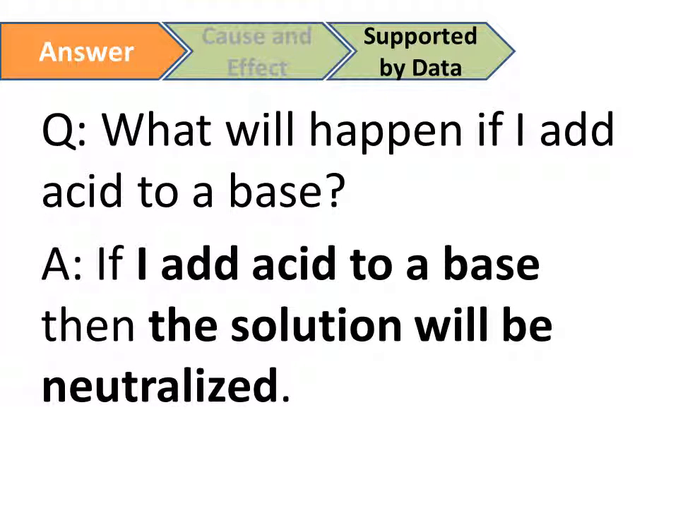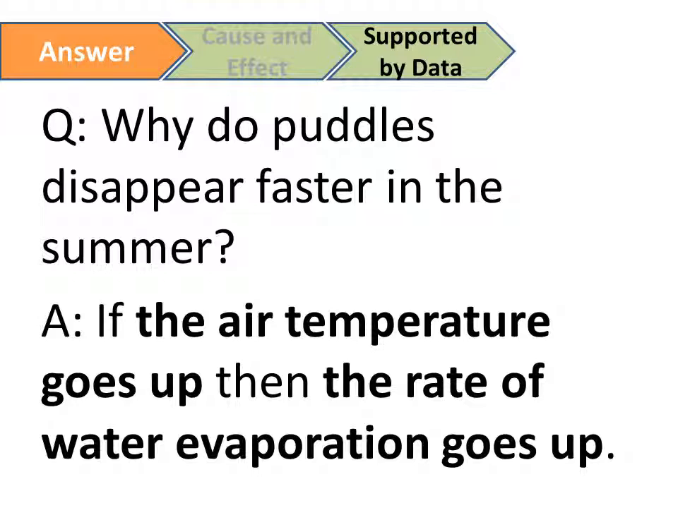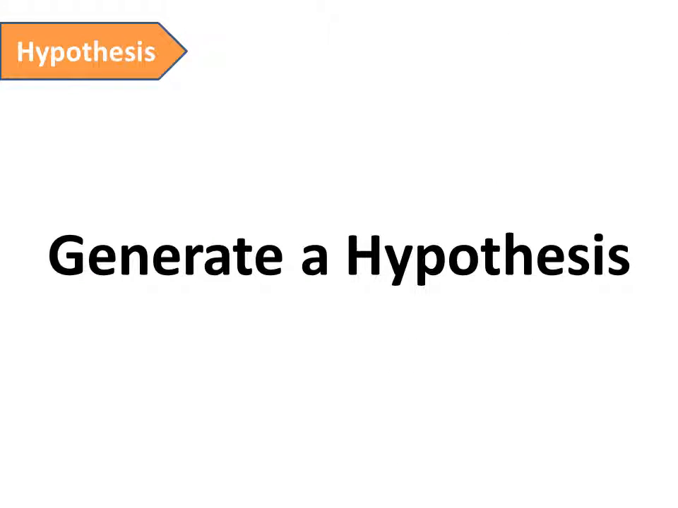For example, if I want to know what will happen if I add acid to base, a scientific answer would be, if I add acid to a base, then the solution will be neutralized. Or if I am curious why puddles disappear faster in the summer than in the winter, a scientific answer might include, if the air temperature goes up, then the rate of water evaporation goes up. It's critical that you tackle your question in a way that will generate a scientific answer. Which is why scientists start by generating a hypothesis about their question, and you should too.